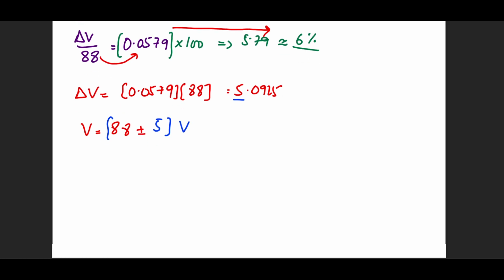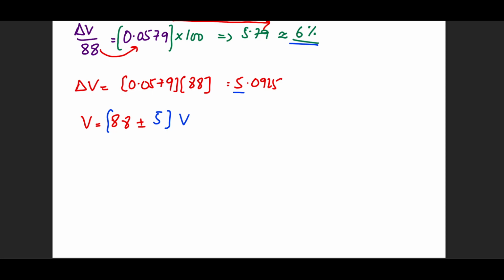And if I had to write this the other way around, in terms of percentage error, then I could have written it like this: 88 volts plus minus 6%. Notice that since the absolute error and the value itself have the same unit, I can do it this way. But since percentage has no unit, volts has to be added with 88, and I have to write down the percentage error separately. Okay, so there are two representations for this.